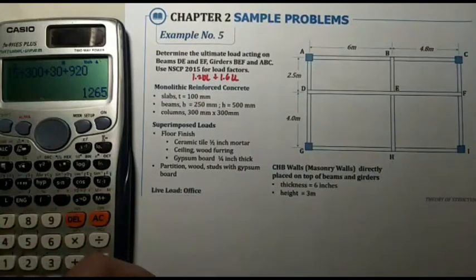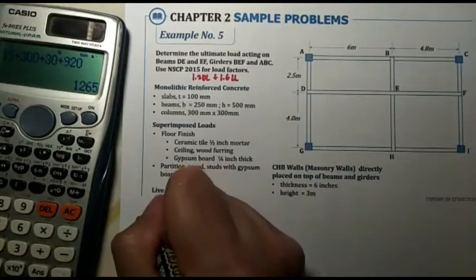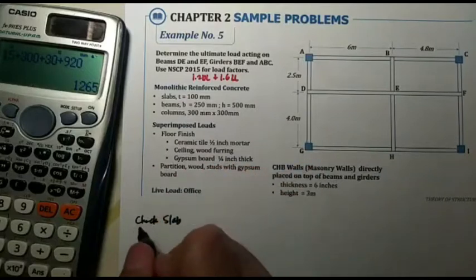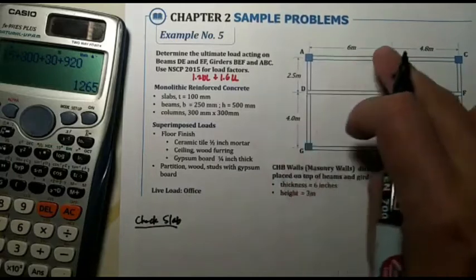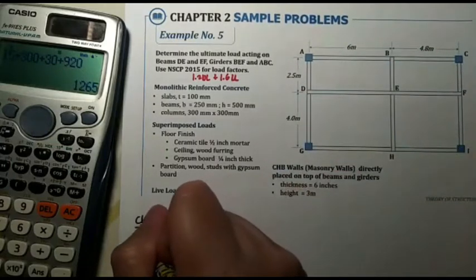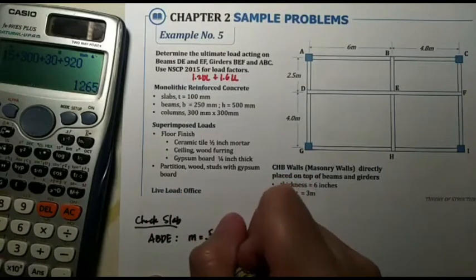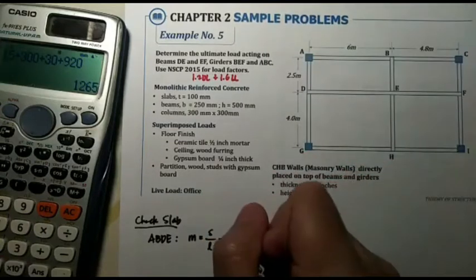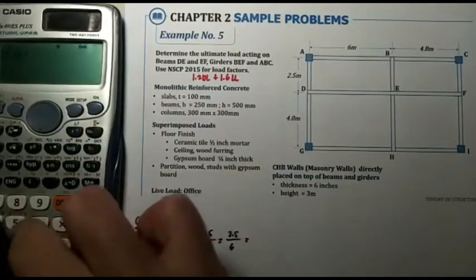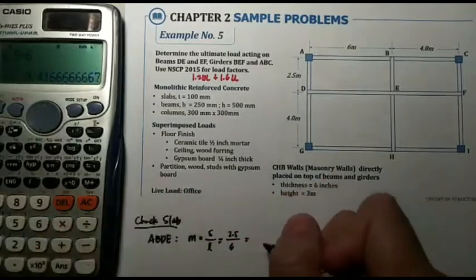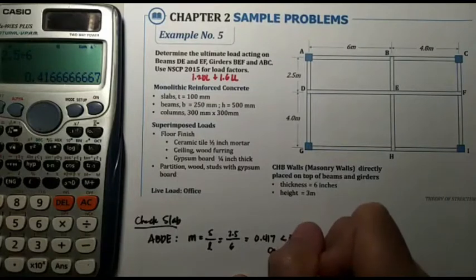Okay. So let's start with this slab. So check slabs. Okay. Una, let's say slab ABDE. Okay, so let's solve for the ratio of the shorter over longer span. So the shorter span is 2.5 over longer span, so that's 2.5 over 6. So that is 0.41. So that is less than 0.5. Therefore, it's one way.